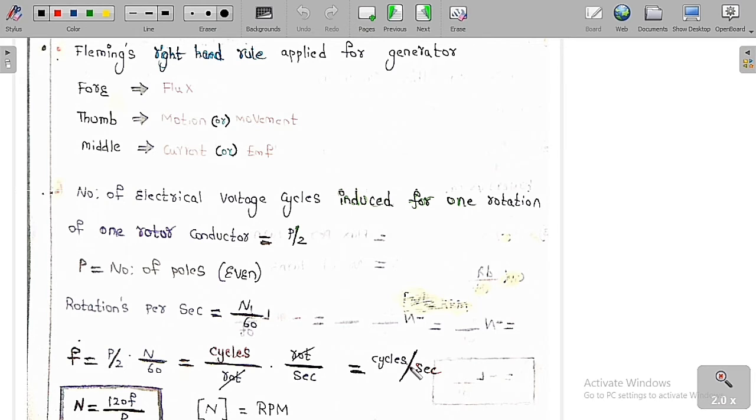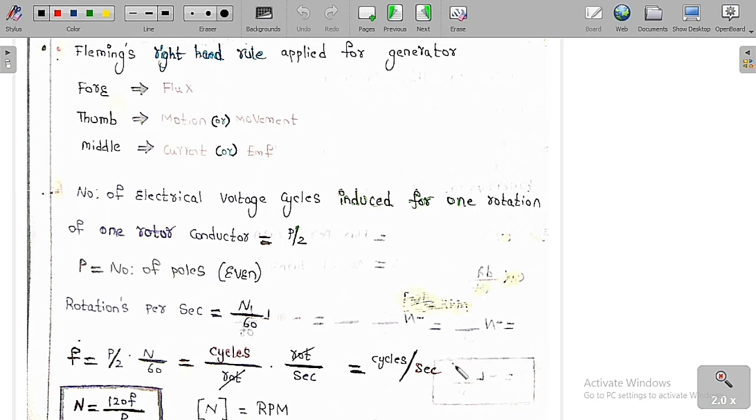So if you rotate one conductor through one full revolution, and there are P poles on the stator, the number of electrical voltage cycles induced in one conductor for one rotation is equal to P by 2, where P is the number of poles, an even number. The rotations per second is N by 60, because N is revolutions per minute, but if you want per second, N by 60 is the revolutions per second. Multiplying these two, P by 2 into N by 60, we have cycles per rotation and rotations per second. The rotations get cancelled, and we get cycles per second, also called hertz, which is the number of cycles we get per 1 second.